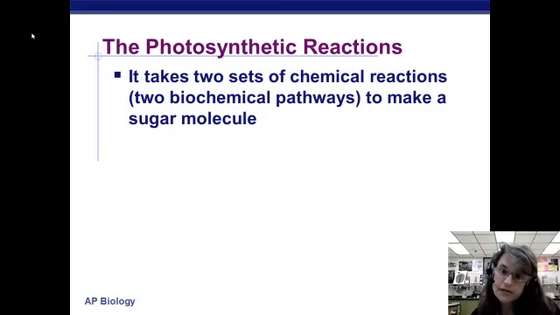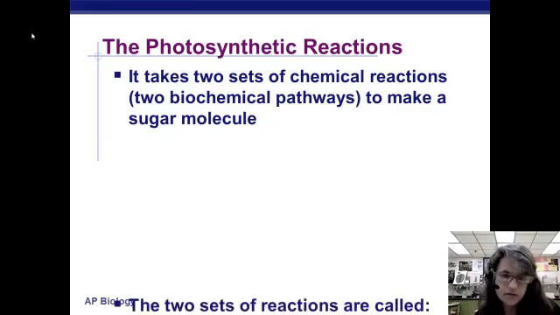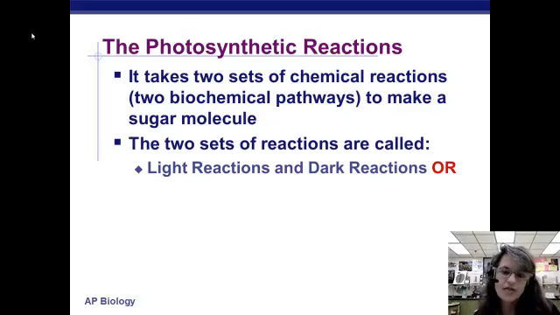Just like cell respiration had three biochemical pathways, the glycolysis, the Krebs cycle, and the electron transport chain, photosynthesis has two biochemical pathways that allow plants to create sugar molecules. Okay? So two sets of reactions, and they are often called either the light reactions and the dark reactions.